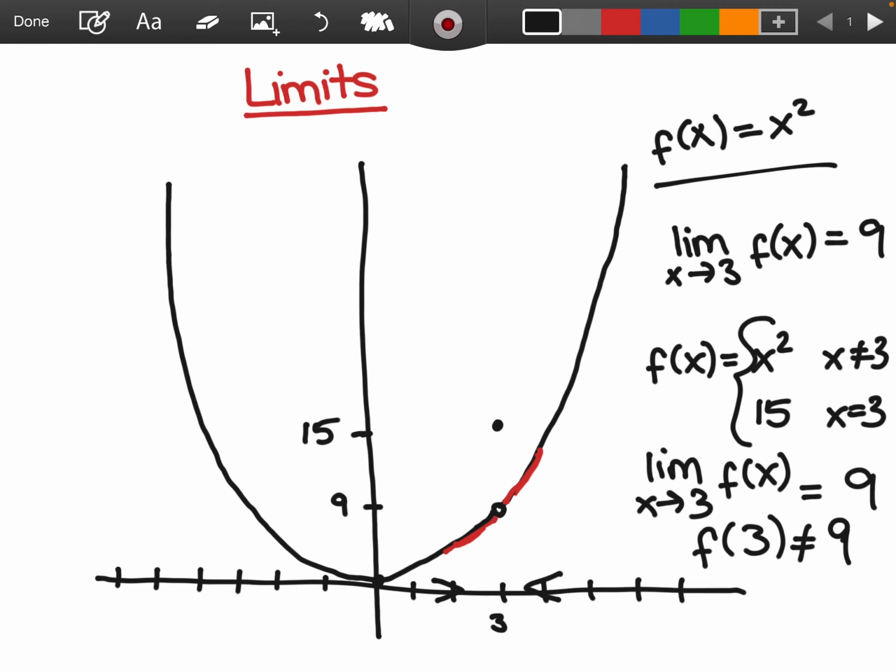So for that reason, we see that the limit does not equal the function value at the point that you are approaching. Okay, so that is the difference between limits and function values. The function value is just where you evaluate at that point. A limit looks at how that function behaves as you get close to that value.